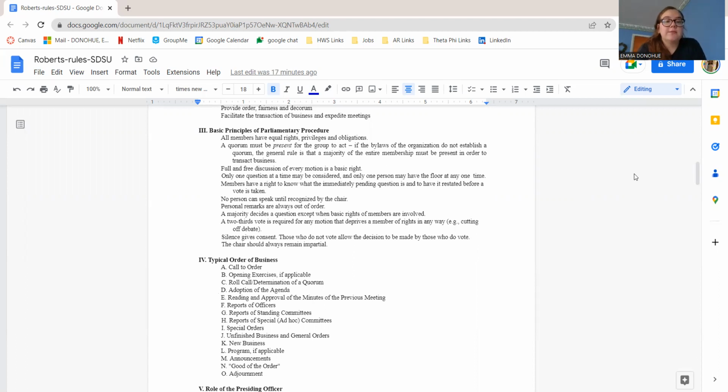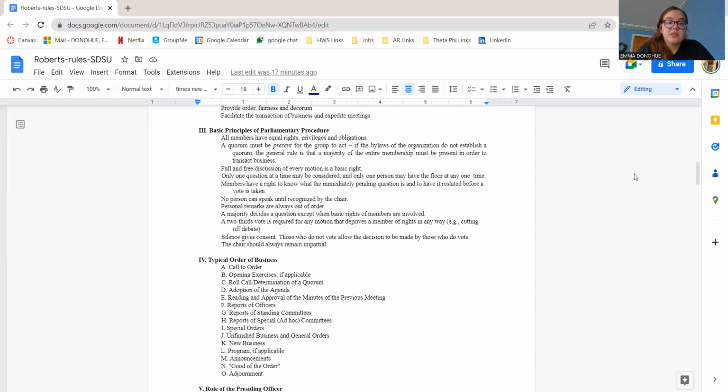There needs to be full and free discussion of every motion, and that is a basic right. If that basic right is not being upheld, that is limiting freedom of speech and puts you in a position of having members in distress. Only one question at a time may be considered, and only one person may have the floor at any one time. So no talking over each other. That's just common courtesy. Members have a right to know what the immediately pending question is and to have it restated before a vote is taken.